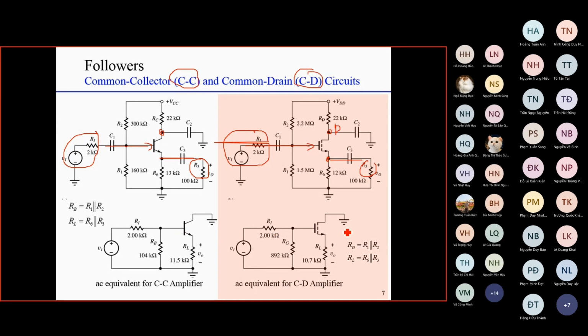Again, the AC circuit is totally similar. You can see here the AC equivalent circuit is totally the same. The only difference is the transistor: here you have a BJT, here you have a field effect transistor. So the small signal model is a little bit different.